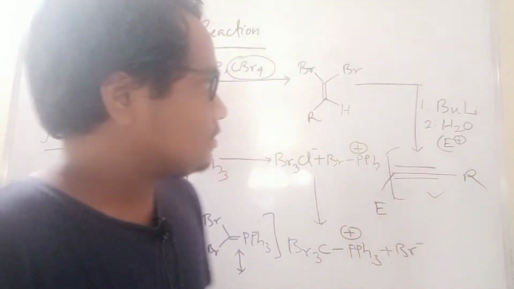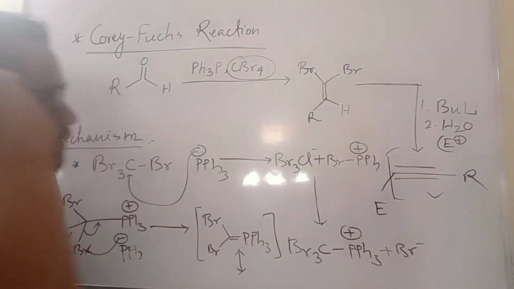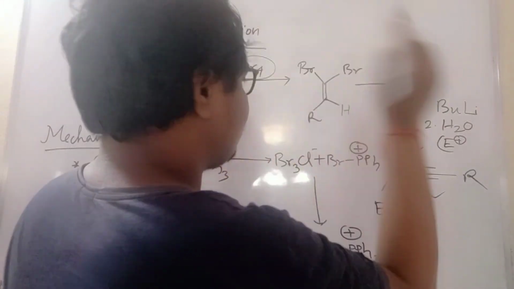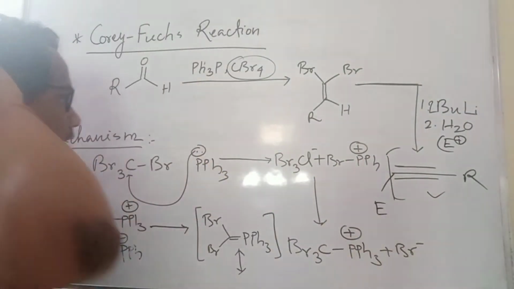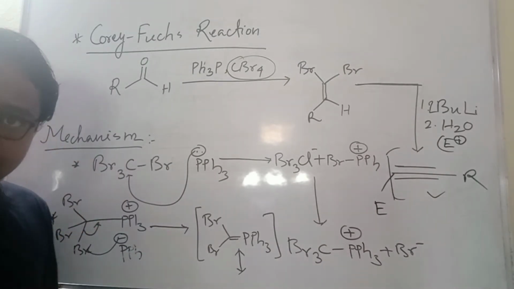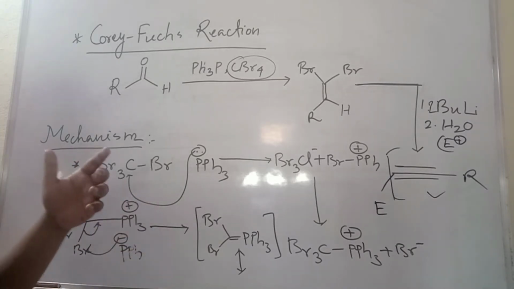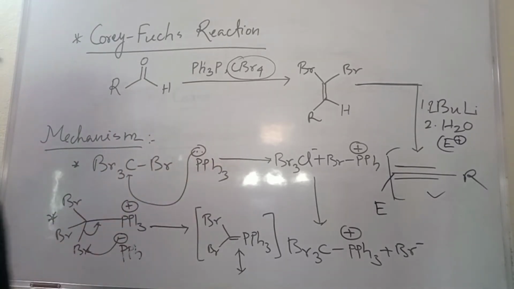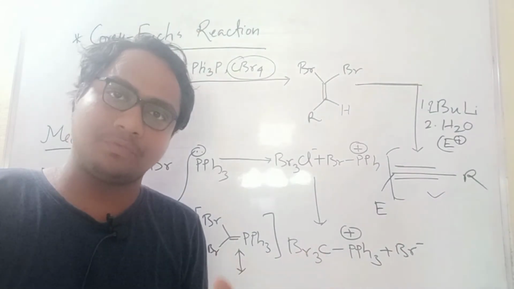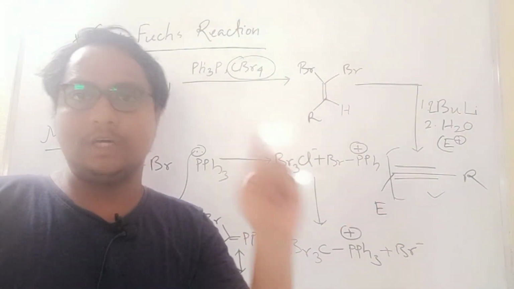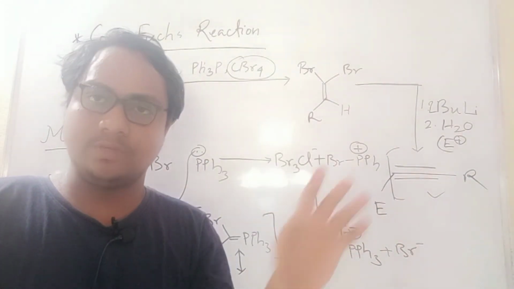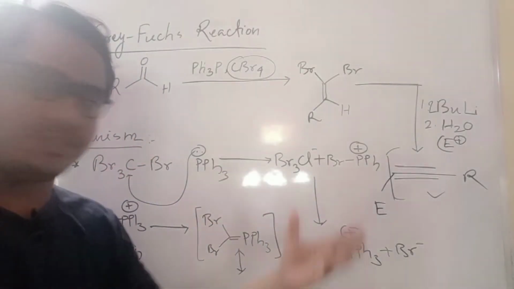Here you see actually you use 2 equivalents of butyl lithium, and you get the final product. So this is the utility of this Corey-Fuchs reaction. Generally, if you have to convert an aldehyde to an alkyne moiety, this is the important use of the Corey-Fuchs reaction. If you have an aldehyde, you have to transform it to an alkyne, so you use these reagents and this name reaction.